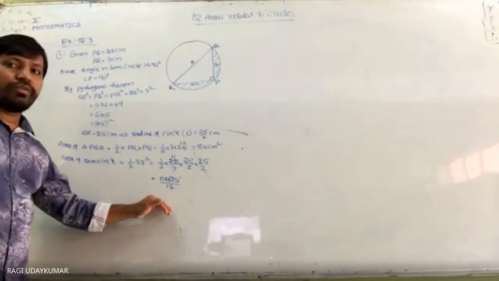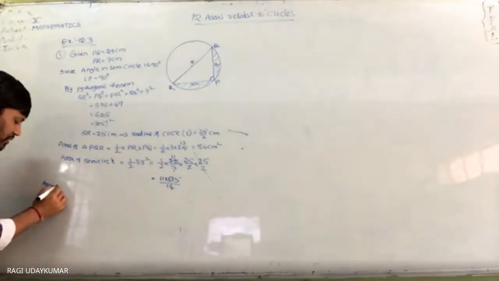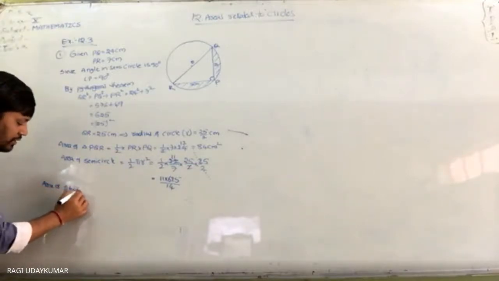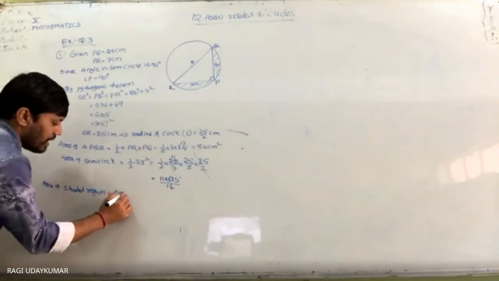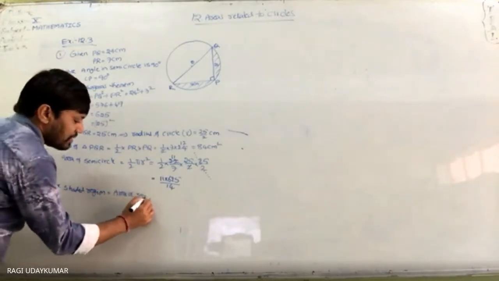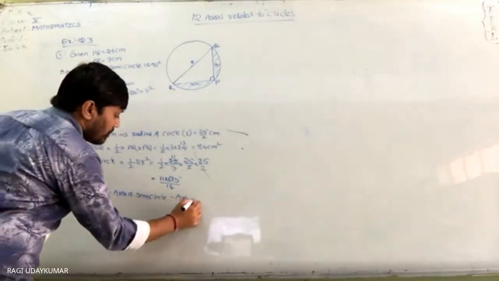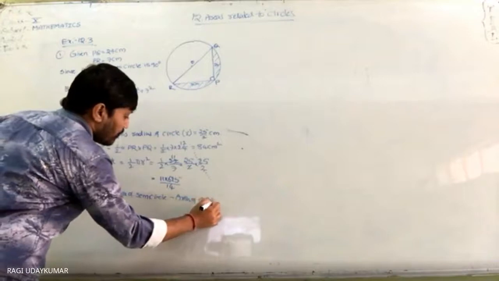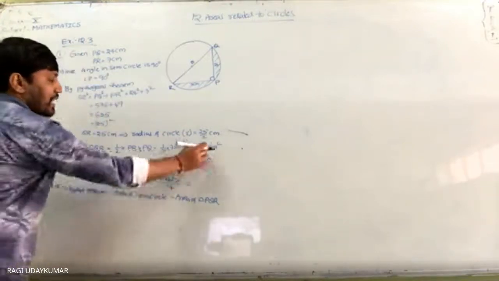Then what I have to write here: area of the shaded region is equal to area of the semicircle minus area of triangle PQR. So whatever value you get, minus 84.